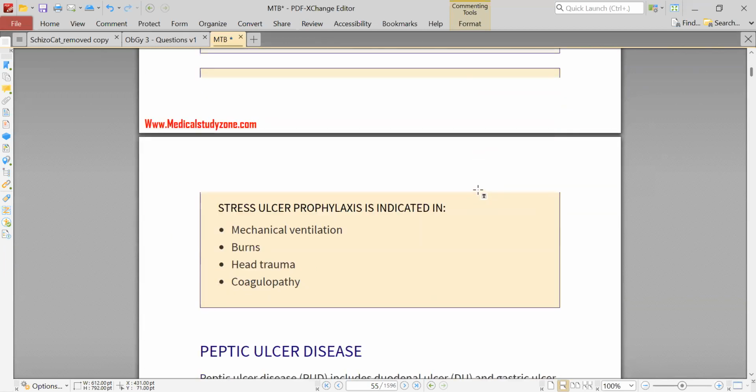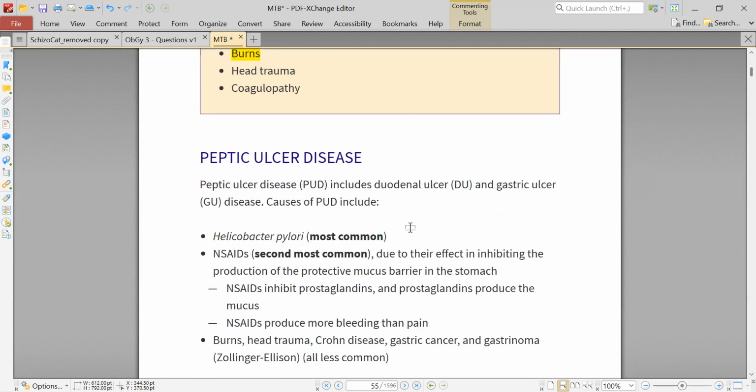Next, stress ulcer prophylaxis. Whenever the patient is on a ventilator, you have to put them on prophylaxis. Whenever the patient is stressed, like due to burns, head trauma, or coagulopathy, that is when we have to give prophylaxis, for peptic ulcer disease.